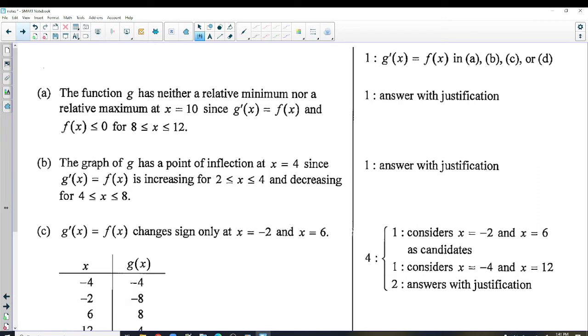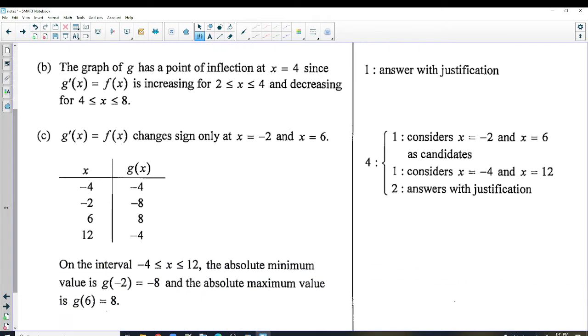1 point for making this statement right here somewhere in A, B, C, or D. You got to state it somewhere. So they would let you state it all the way at the very end, which is a little odd since you would have to use it beforehand, but that's the way they have it. 1 for answer with justification, pretty straightforward there.